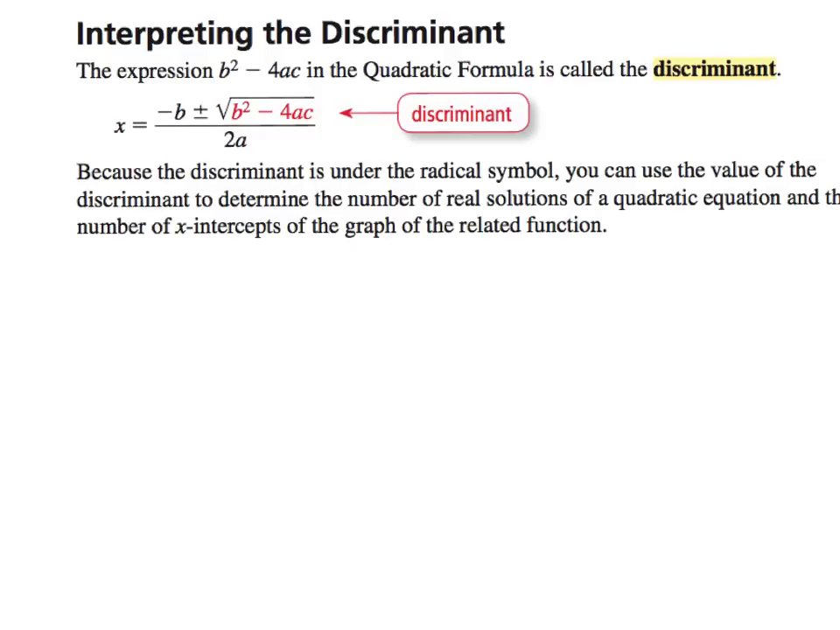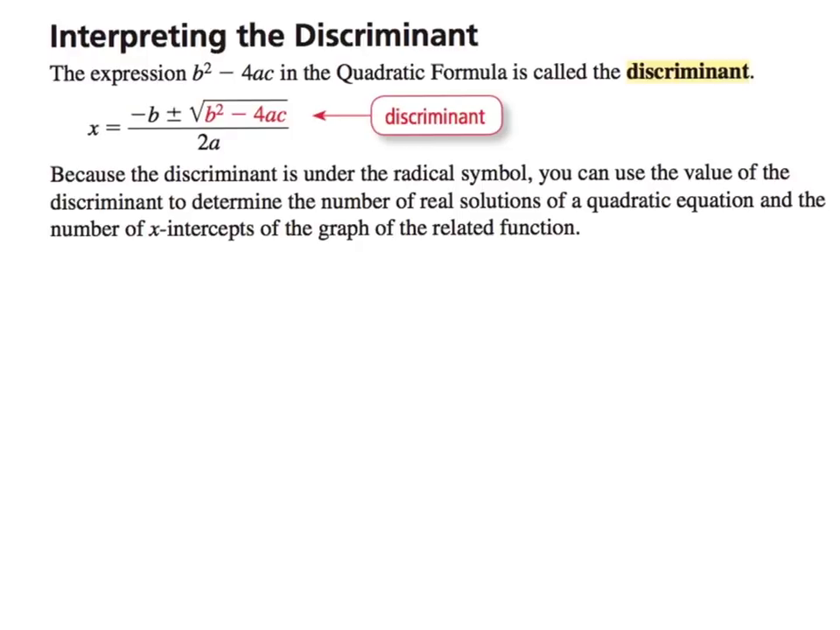Which leads into our next topic, interpreting the discriminant. The discriminant is what is underneath the square root. That is the discriminant, b squared minus 4ac. Because the discriminant is under the radical symbol, you can use its value to determine the number of real solutions of a quadratic equation. Make note, real solutions, because we can get imaginary solutions, which we're not talking about. It also tells you the number of x-intercepts of the graph of the related function.